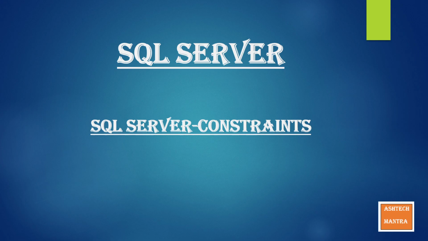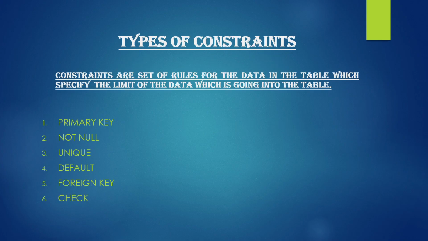A very important topic of SQL Server, that is constraints. So what are constraints? Constraints are a set of rules for the data in the table which specify the limit of the data going into the table. So friends, we can say that using constraints we can define a set of rules for the data in that table. Whenever we insert any data in that table, we must follow the rules which we have already defined. So what are the types of constraints?